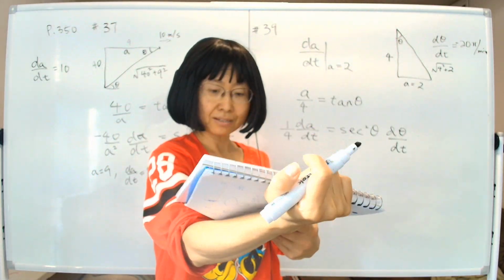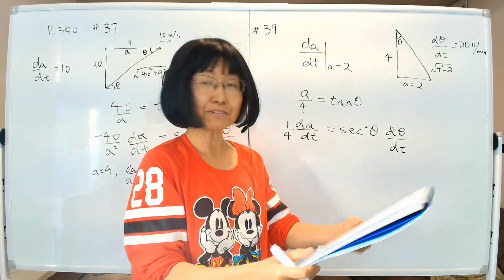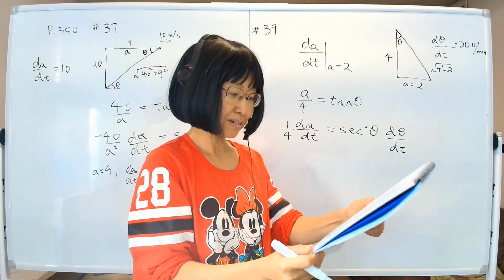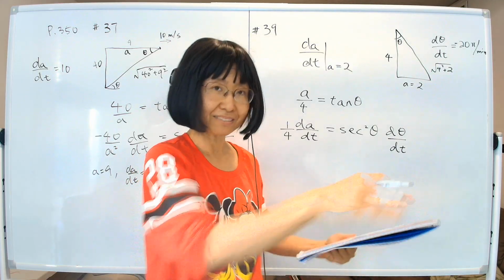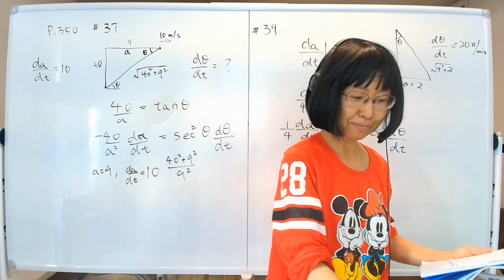miles per minute. 100 pi miles per minute is very, very fast. That's over 300 miles per minute, not per hour, per minute. So that's super fast. Okay, but that's just rushing through. All right, so let's look at the next problem.